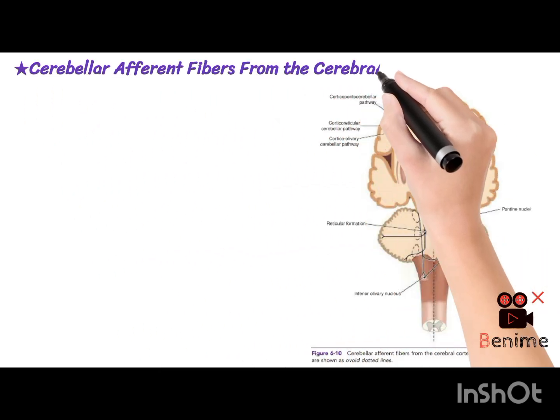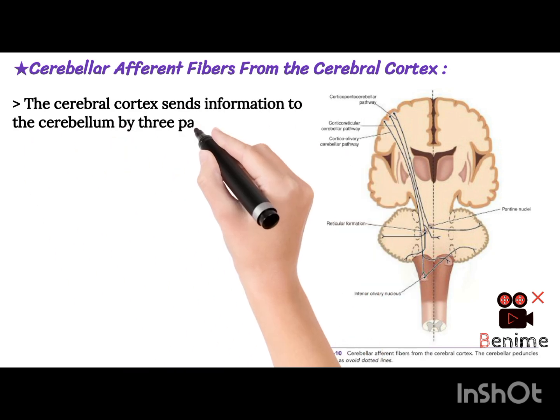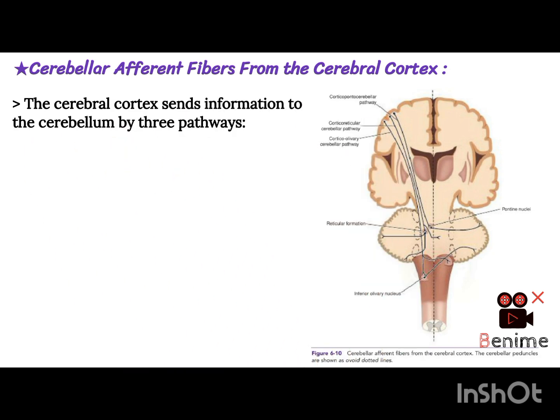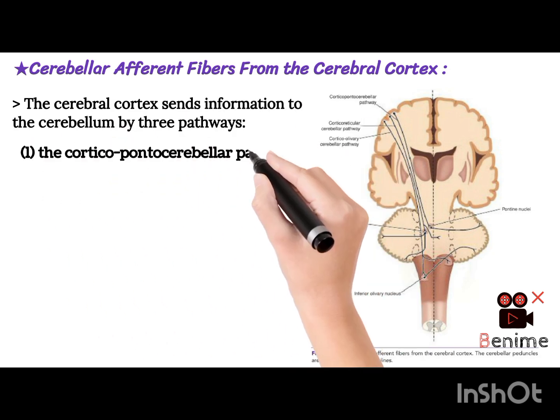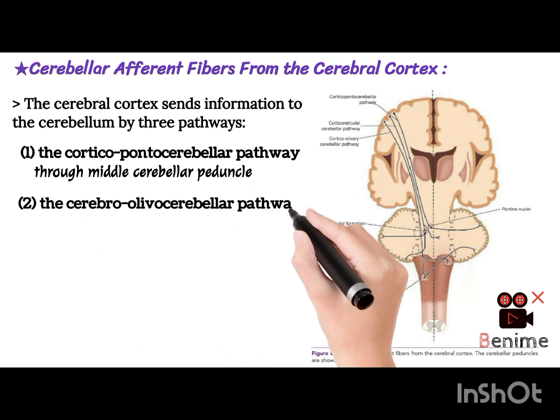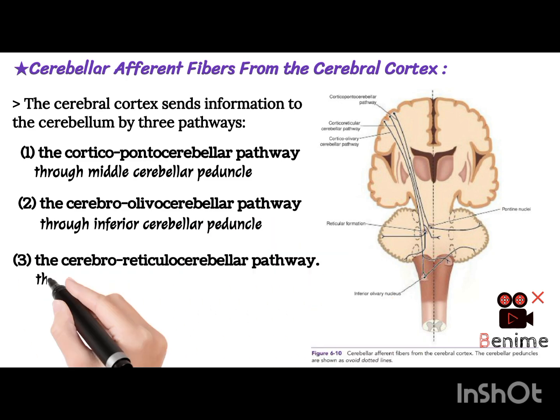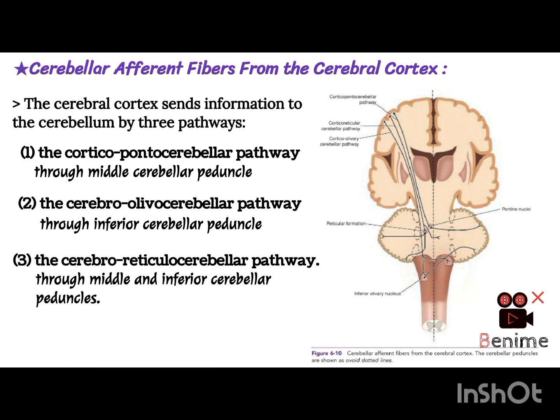Cerebellar afferent fibers from the cerebral cortex. The cerebral cortex sends information to the cerebellum by three pathways. Number one, the cortico-pontocerebellar pathway through the middle cerebellar peduncle. Number two, the cerebro-olivocerebellar pathway through the inferior cerebellar peduncle. And number three, the cerebro-reticulocerebellar pathway through the middle and inferior cerebellar peduncle.